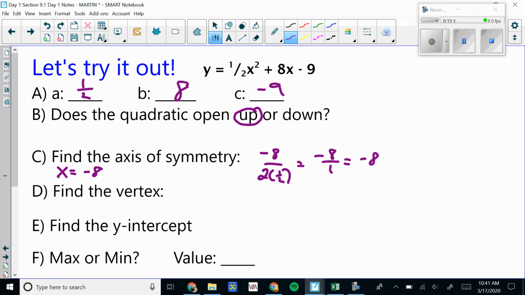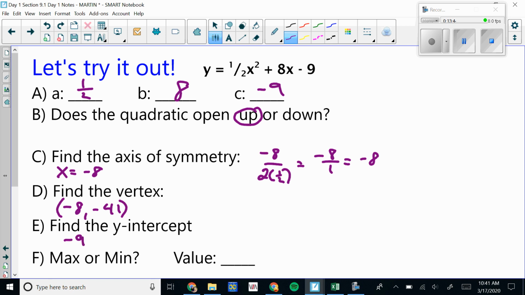And when I do that, looks like I get -41. Whoa. -41. So we want to write that as the point -8, -41. The y-intercept is going to be -9.